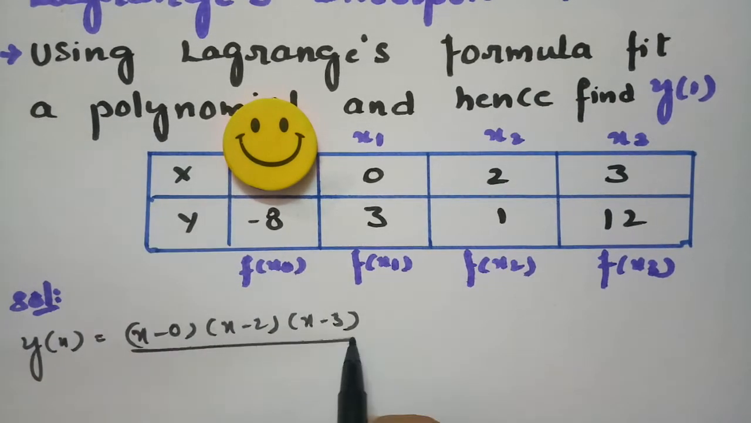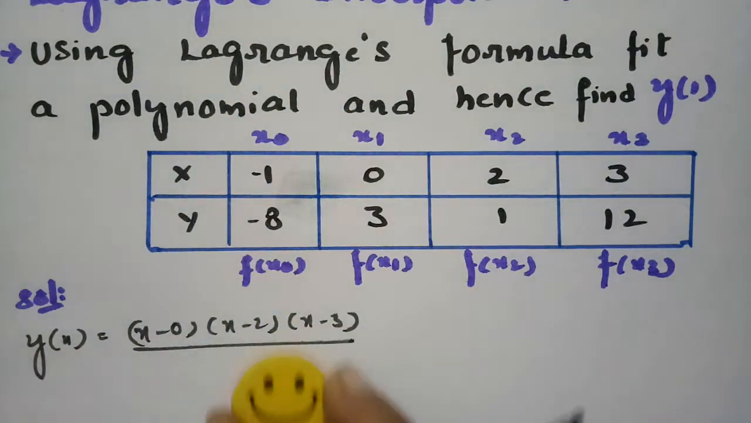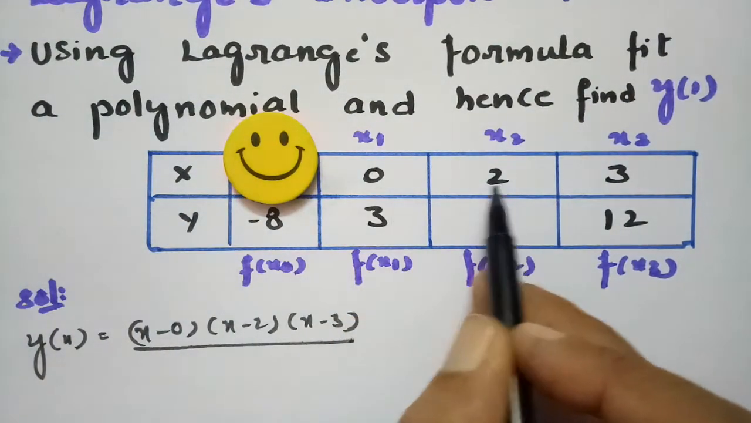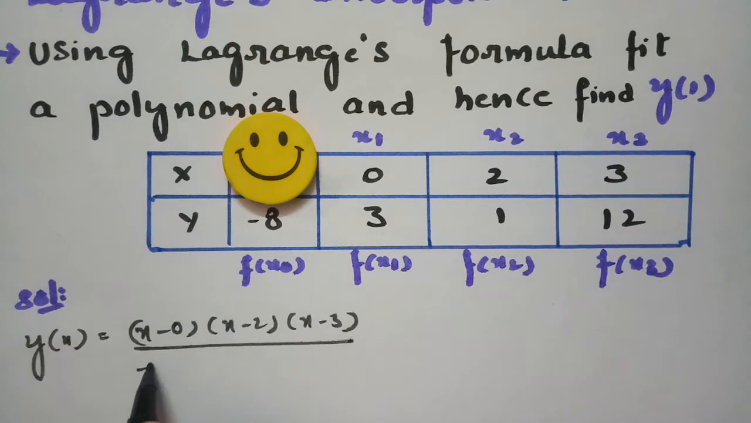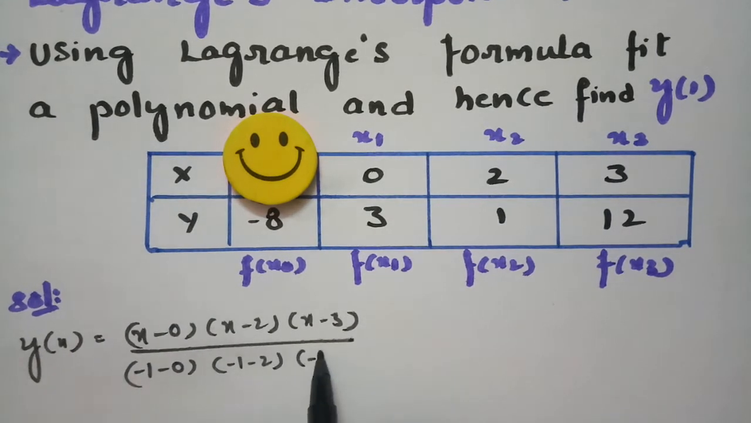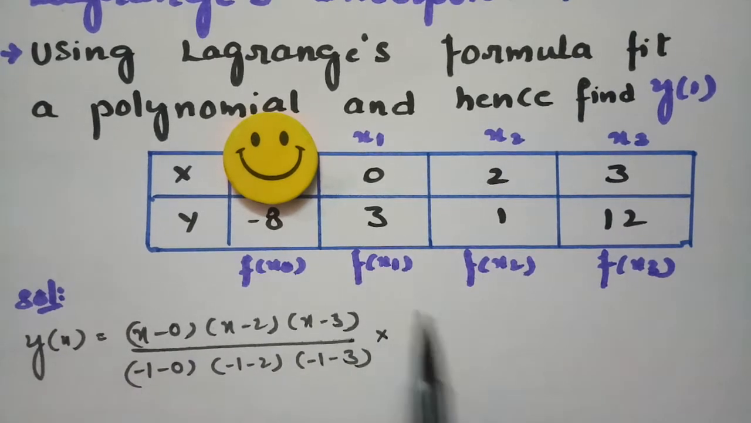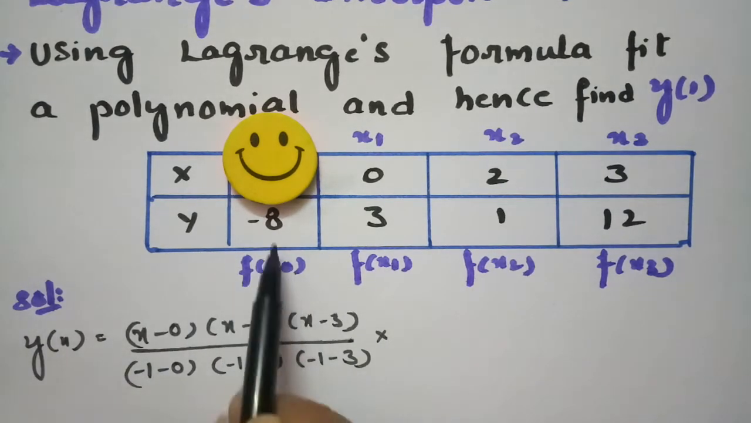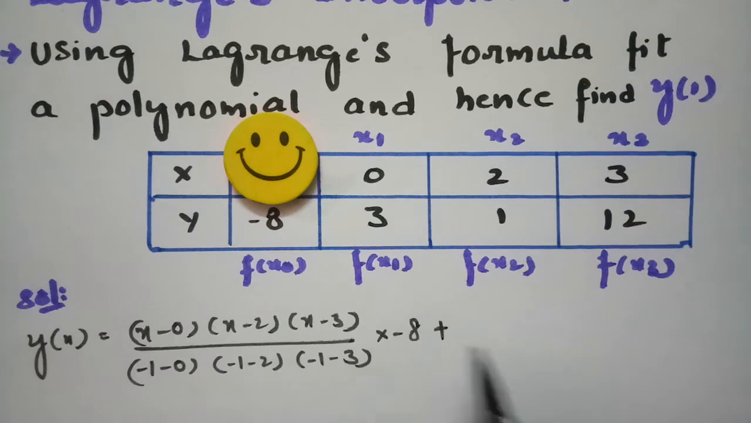x minus 3, divided by, the value here is -1, so I have to subtract all these three values from -1. That is -1 minus 0, -1 minus 2, -1 minus 3, into y0, that is f of x0, the value here is -8, plus.